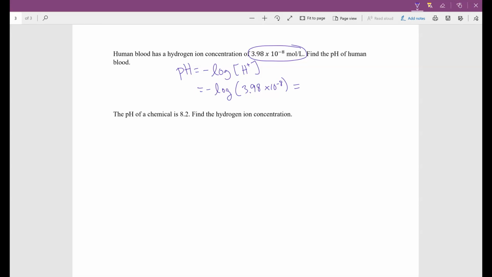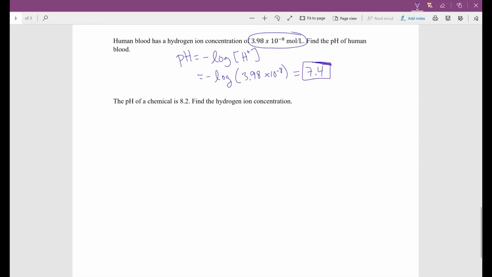So negative log, okay, press the log button twice to get to the log base 10 of 3.98, and then EE, and then negative 8. Okay, so don't write the 10. You don't need to write the 10. The EE stands for the 10. And what you should be getting is about 7.4. So that is the pH of human blood. So basically, it's about in the middle. It's not too acidic and it's not too basic.